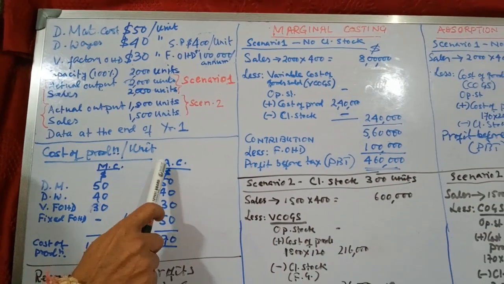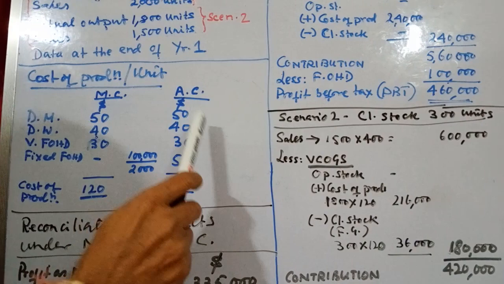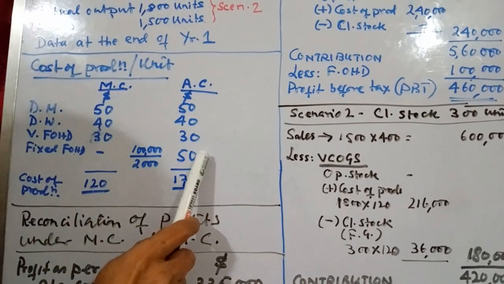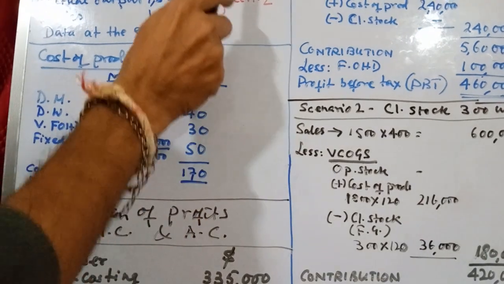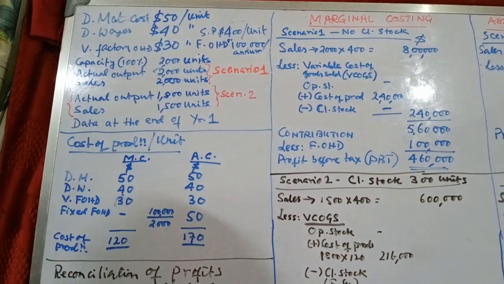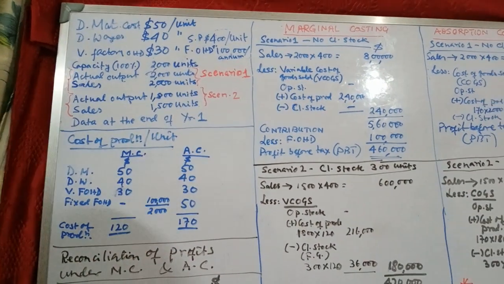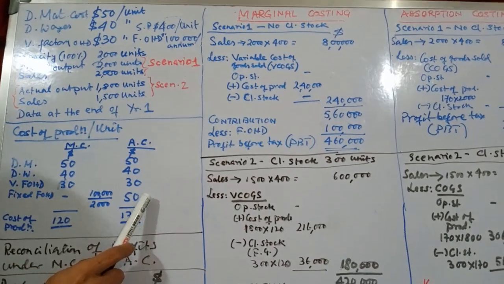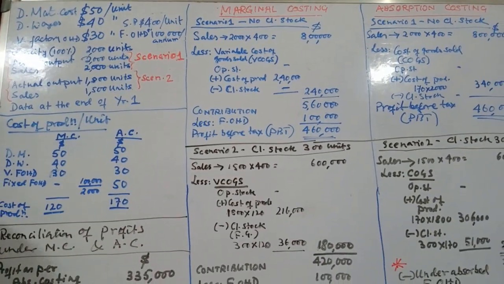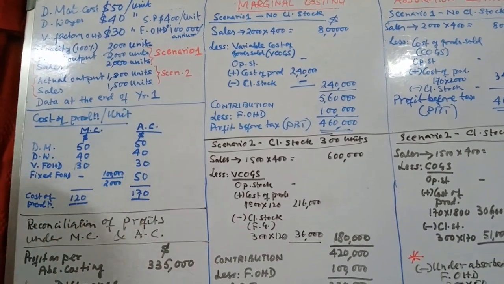And in AC, that is absorption costing, we have taken direct material, direct wages, variable factory overhead as well as fixed factory overhead, which is 100,000 per annum divided by capacity output, that is 100% production, 2000 units. That is 50. So cost of production per unit under MC is 120 and under AC is 170.